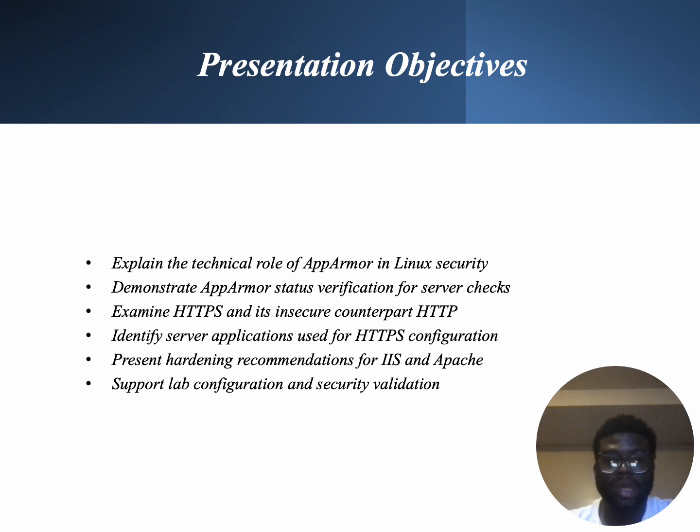I'm going to explain the technical role of AppArmor in Linux security. We're going to go through how to demonstrate AppArmor status verification for server checks. We're going to examine HTTPS and its insecure counterpart HTTP. We're going to identify server applications used for HTTPS configuration. We're going to present hardening recommendations for IIS and Apache, and we're going to support lab configuration and security validation. So this is basically telling us all the objectives this presentation is going to contain.